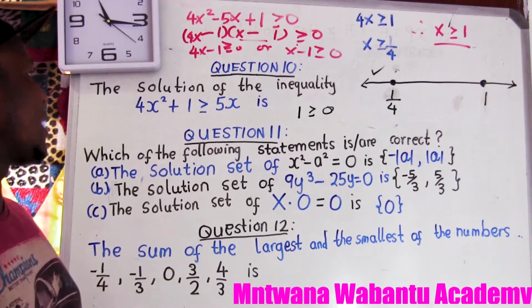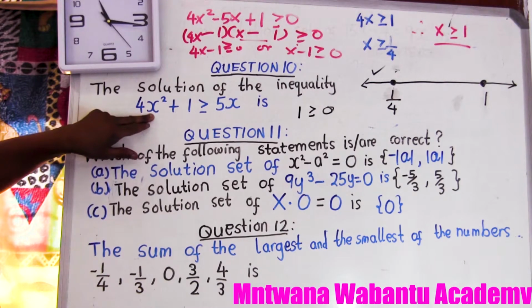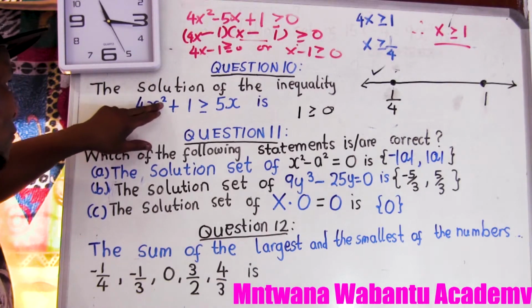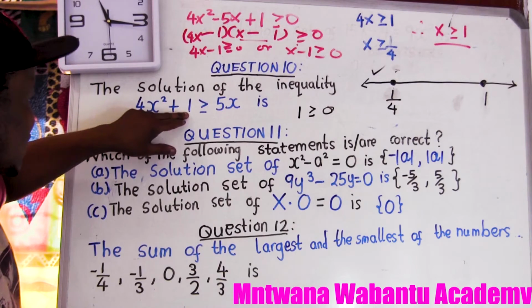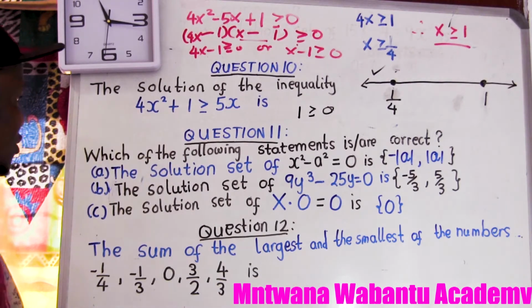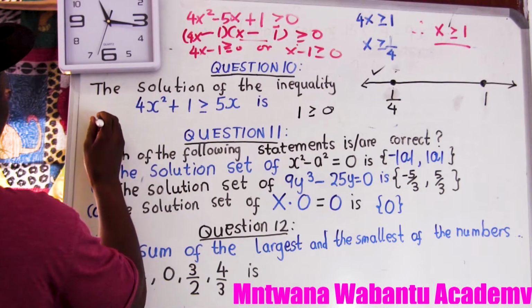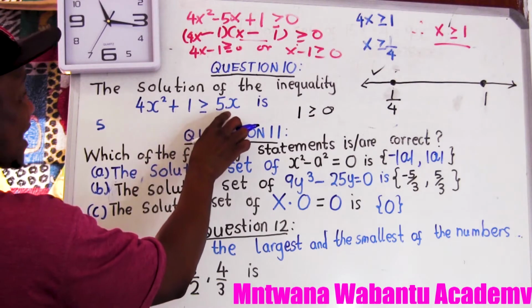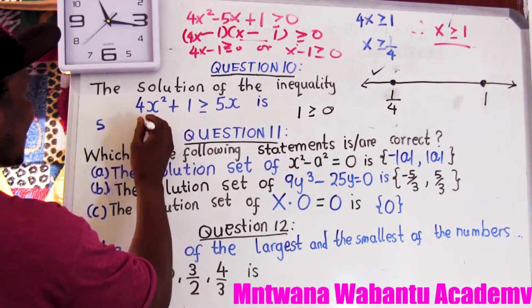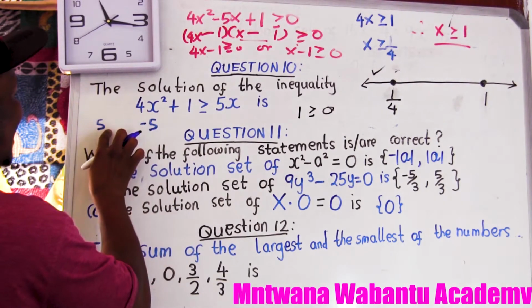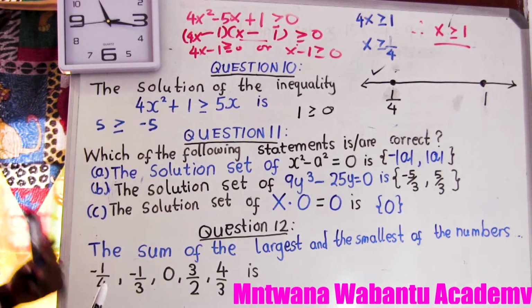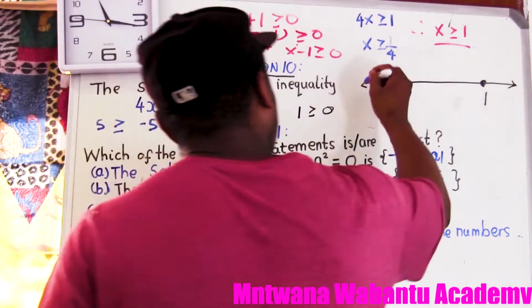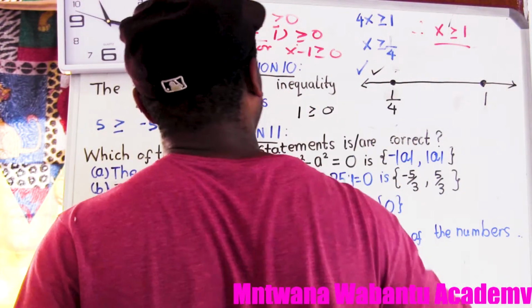Now, let me take -1. If I take -1, the position of x is going to be -1. -1 squared equals +1, times 4 is +4, plus 1 is +5. So here it's going to be +5. Now we take -1 on the right side: 5 times -1 is -5. So is +5 bigger or equal to -5? Yes, it's bigger. So we have confirmed it's true. Anything less than a quarter is true.